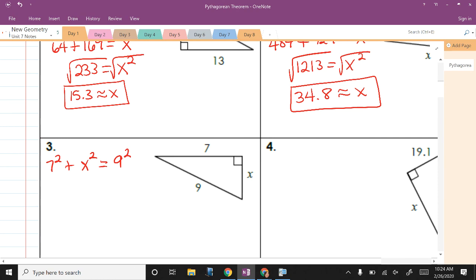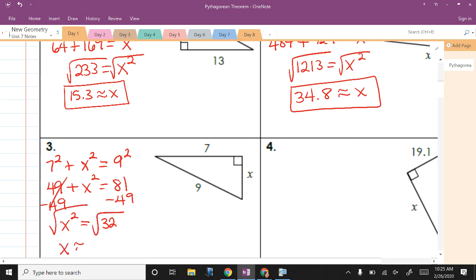All right, now I'm going to do my squares. What's 7 squared? 49 plus X squared equals what's 9 squared? 81. And then I'm subtracting 49 on both sides to get X by itself. What's 81 minus 49? 32. Oops. And then how do I get just X? Square root should be 5 point something. Approximately 5.7. Everybody getting that?